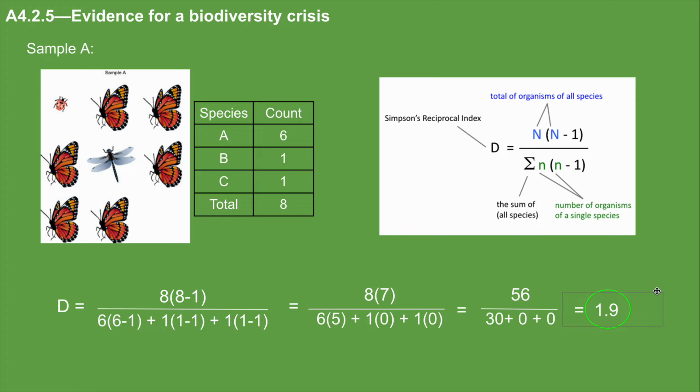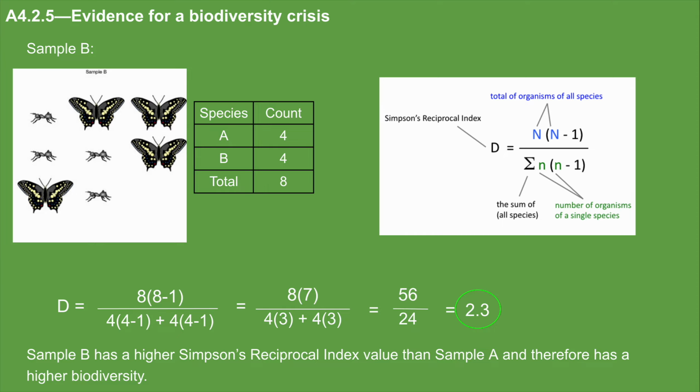So let's compare this now to the same calculation for my other sample. Okay, if I take those same counts, I do the same math, I'm going to get a value of 2.3. So you should be able to determine that sample B, according to the Simpson's reciprocal index, has a higher biodiversity.